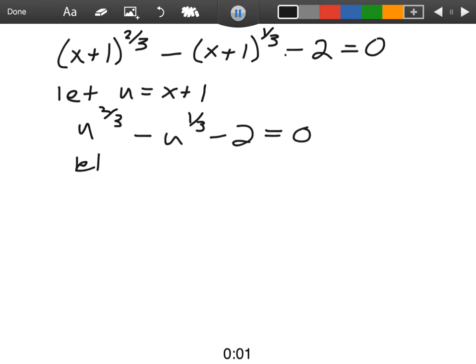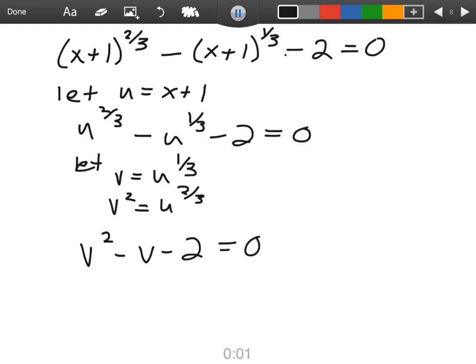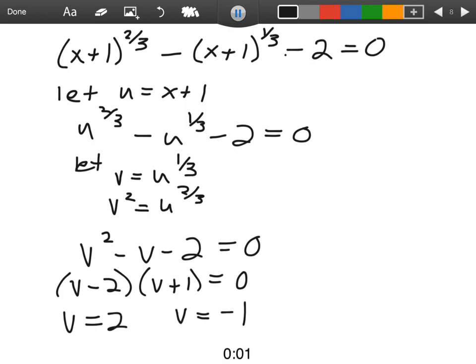So I'm going to let, we'll come up with another letter here, we'll say v equal u to the 1/3. So v squared is u to the 2/3. So that gives me v squared minus v minus 2 equals 0. So that's going to be v minus 2, v plus 1 equals 0. So v equals 2 and v equals negative 1.